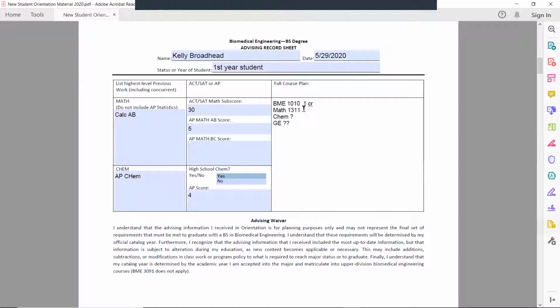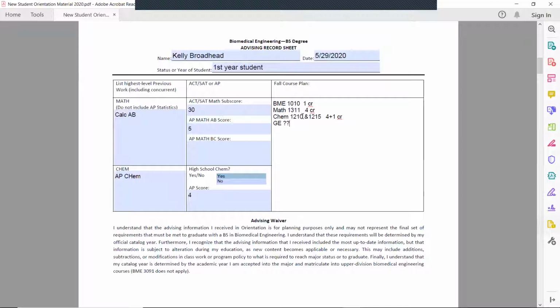So 1311 into there. And then I'm going to put in my chemistry, 1210, and then there's a lab that goes with it, 1215. That comes to 4 plus 1 credit. So 4 credits for the class, 1 credit for the lab, and then 4 credits here for that class. And that brings us to 10 credits total.